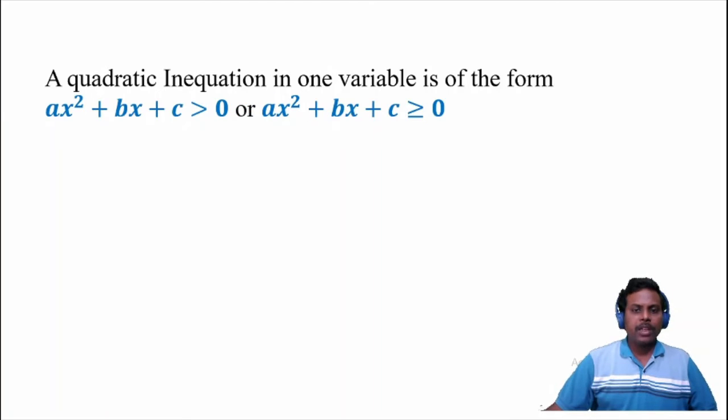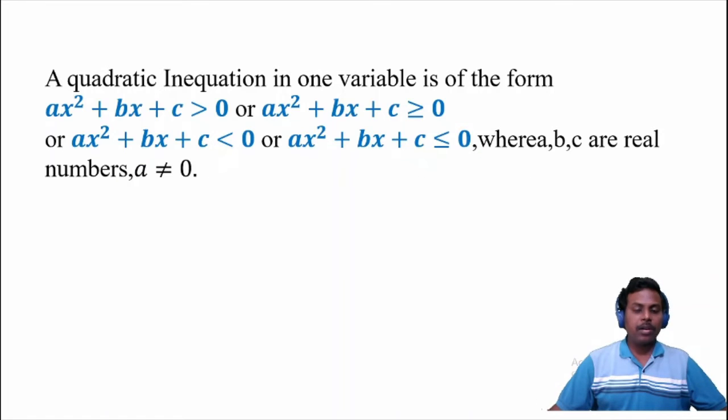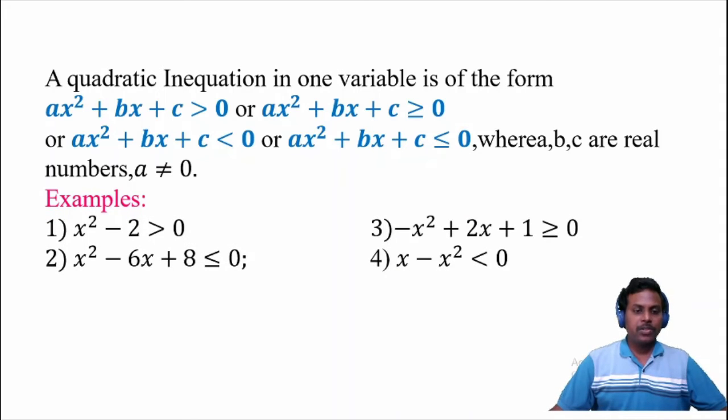A quadratic inequation in one variable is of the form ax square plus bx plus c greater than 0, or ax square plus bx plus c greater than or equal to 0, or ax square plus bx plus c less than 0, or ax square plus bx plus c less than or equal to 0, where a, b, c are real numbers such that a is not equal to 0. Remember, the only condition is on the leading coefficient: a must not be equal to 0. b can be 0 or c can also be 0. Hope you have understood the definitions. Here are some examples. x square minus 2 greater than 0.